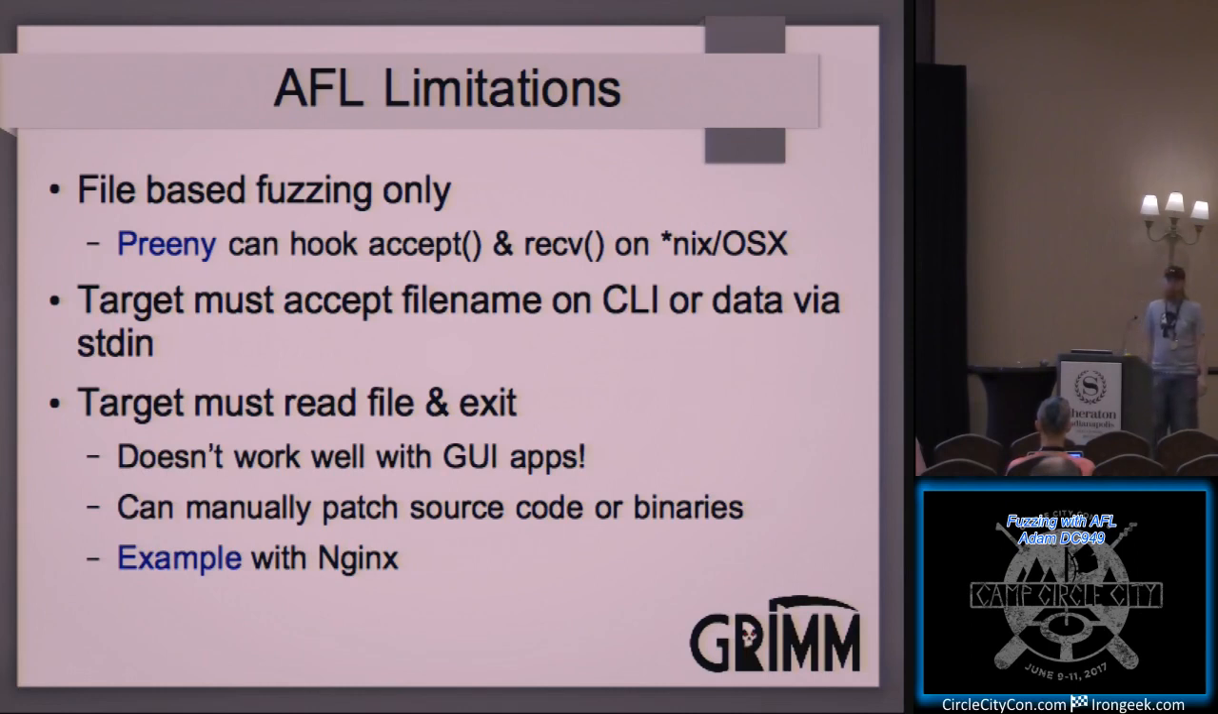But there's a cool project on GitHub called Preeny, and what it does is you LD preload their .so file, and it will hook the functions for network functions like accept and receive. Whenever your program's like, oh, read stuff in from the network, it's like, oh, let me just read some stuff from disk and return it to your program. Like, here you go, here's all your network data. So it's a fun little hack that lets you actually fuzz network stuff instead of just file I/O. And that works on Linux, and Preeny will also work on OS X. So that is an option.